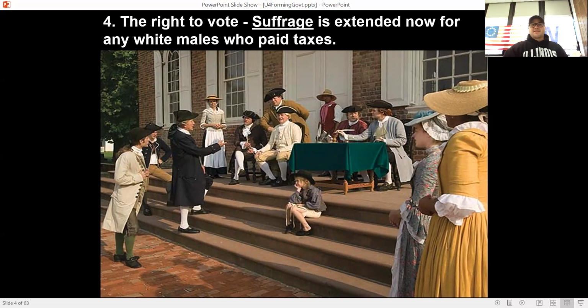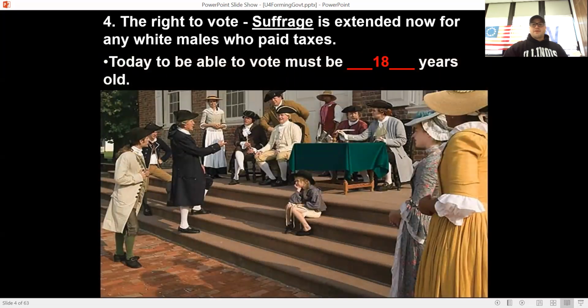A lot of these states are going to allow any white males who pay taxes to be able to vote. In some state constitutions early on, we're going to see the right to vote be handed to women and free African Americans. Unfortunately, for those two groups, that voting right does not last forever. Women do not actually regain their right to vote until 1920, and African Americans do not receive their right to vote until about 1870, thanks to a constitutional amendment that we'll talk about later on in the school year.